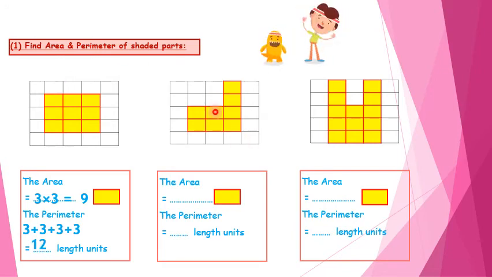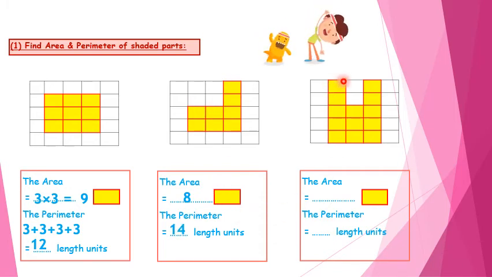Okay, as you can see, this is an irregular shape. It's not a regular shape, so I can't find the area using the rule. I find the area here only by counting. So let's count 1, 2, 3, 4, 5, 6, 7, 8. The area here is 8. And the perimeter is the outer length 1, 2, 3, 4, 5, 6, 7, 8, 9, 10, 11, 12, 13, 14. So it's 14 length units.